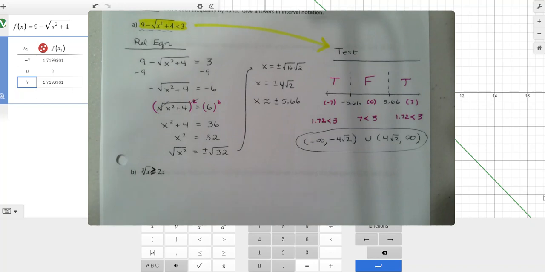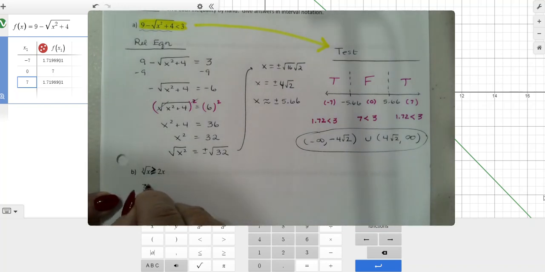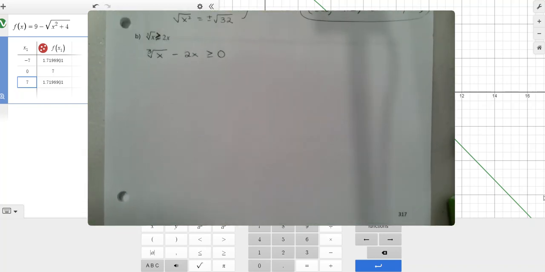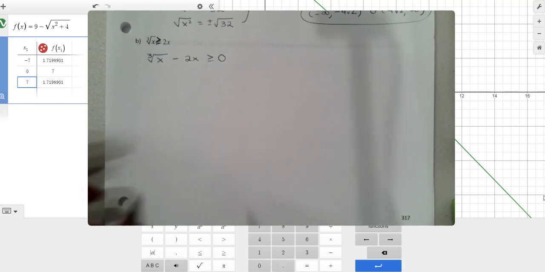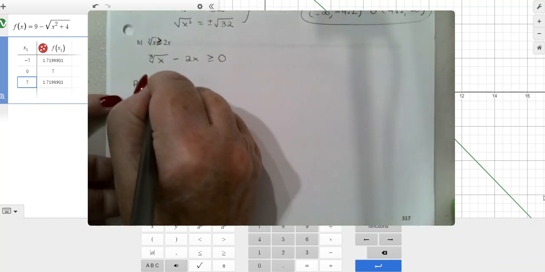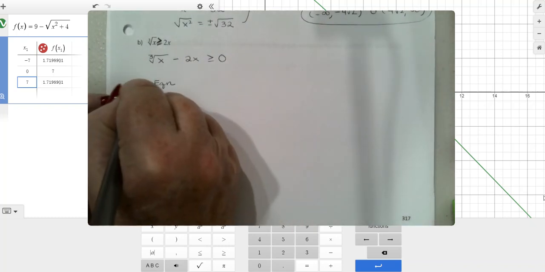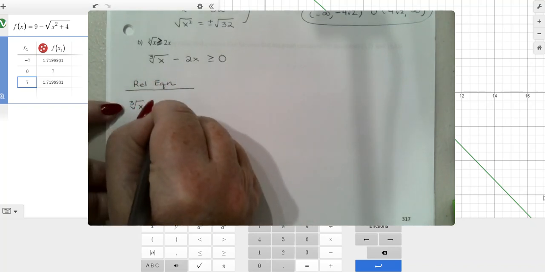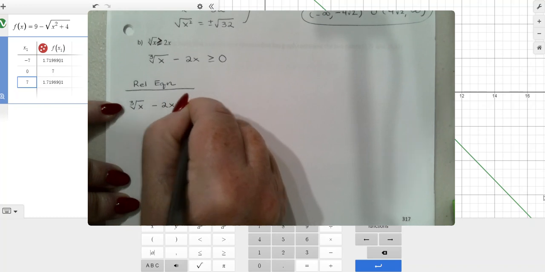All right, this one's got x's on both sides, so I didn't bother to get the 0 last time, although I could have, but I think I'm going to go ahead and get the 0 this time. The cube root of x minus 2x is greater than or equal to 0. That's what I'm trying to solve. All right, let me write down my related equation. The cube root of x minus 2x equals 0.